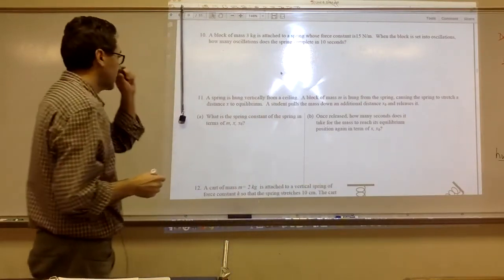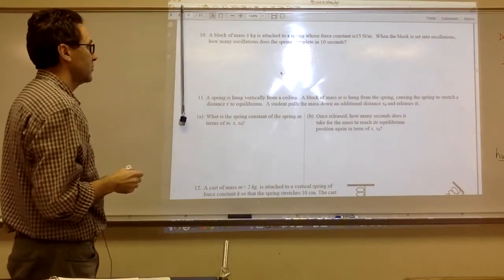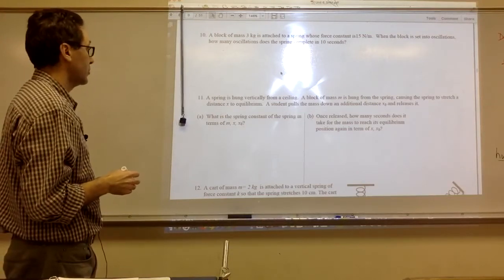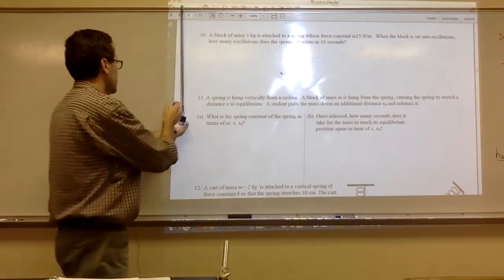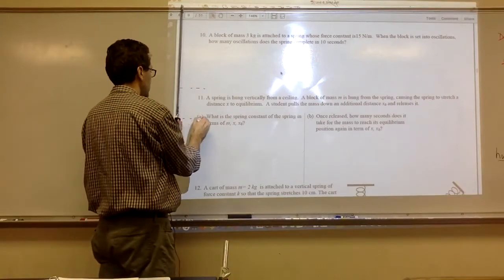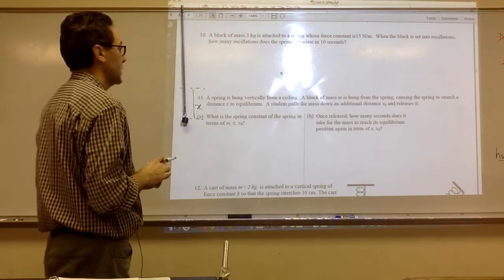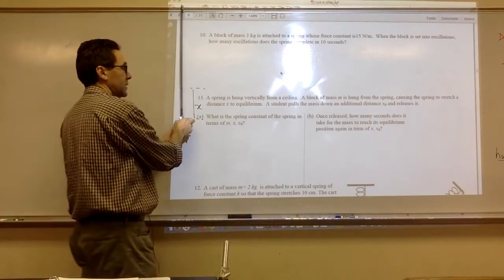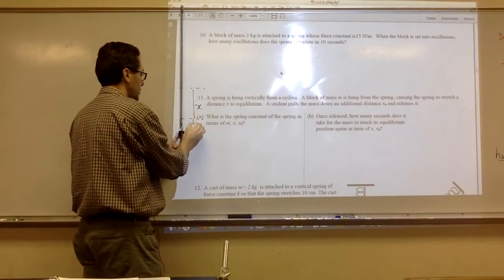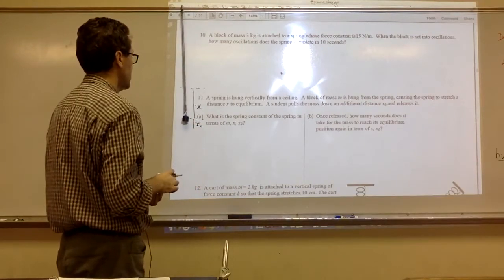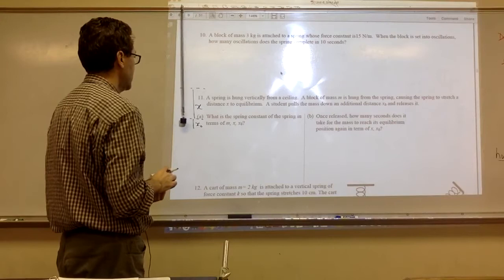A spring is hung vertically from a ceiling. A block of mass m is hung from the spring, causing the spring to stretch a distance d to equilibrium. Okay, so basically it's like this. It was not stretched, now it's stretched. This is x. A student pulls the mass an additional xo. What is the spring constant of the spring in terms of m, x, and xo?